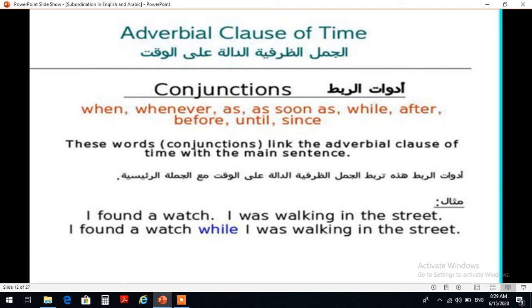These words or conjunctions link the adverbial clause of time with the main sentence. إذن أدوات الربط هذه تربط الجمل الظرفية الدالة على الوقت مع الجملة الرئيسية. For example, I found a watch. I was walking in the street. هذه الجملة ما بها ربط. Okay, we have two sentences or two separate sentences.